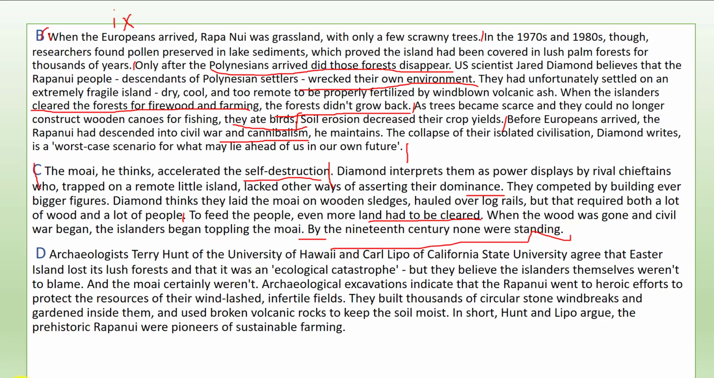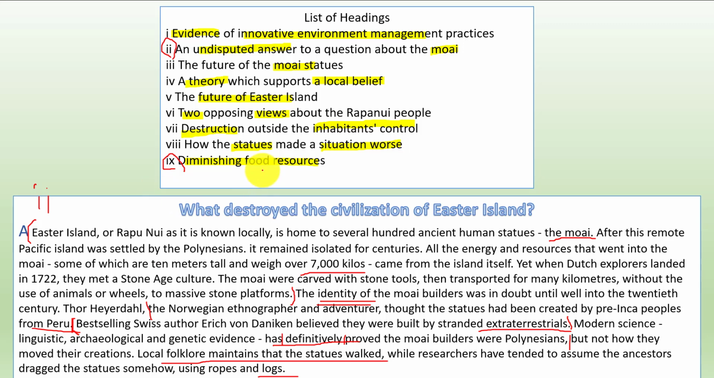Okay, let's go back. How the statues made a situation worse. Destruction outside the inhabitants' control. Again, this isn't outside the inhabitants' control, but the inhabitants were responsible. Okay, so how the statues made a situation worse. The inhabitants were responsible by building statues as a way of showing their dominance. So in this case, this is the corresponding paragraph.